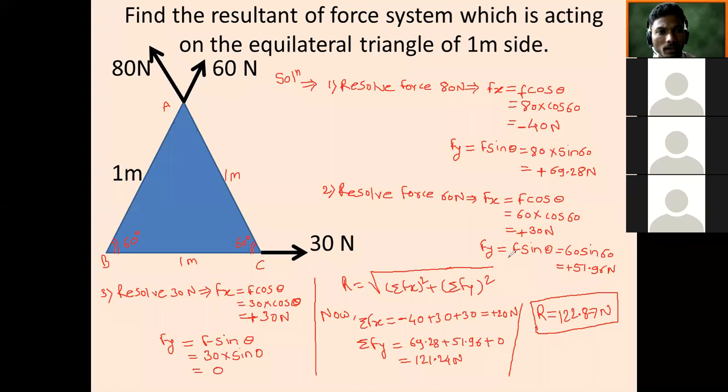Any difficulty? So what is the first step? Very simple. First step, we have to resolve each and every force in the x direction, then in the y direction. Most important, consider the angle given, or find it by applying geometry, and then resolve into x and y components. Then add all x components, called summation Fx, and add all Fy components, called summation Fy. The formula is very simple: R is equal to the square root of summation Fx squared plus summation Fy squared.